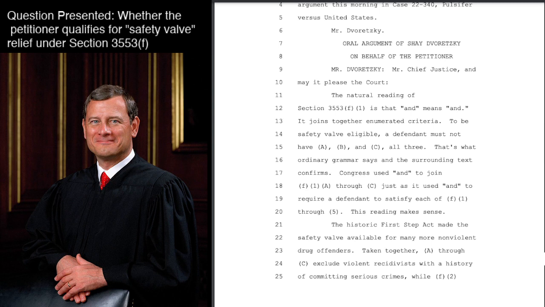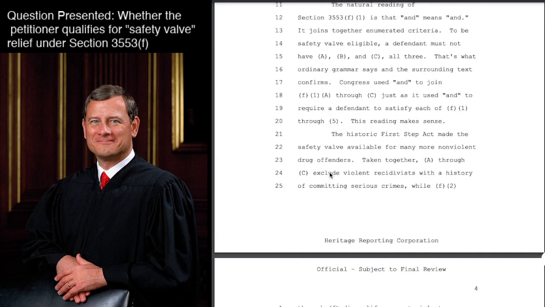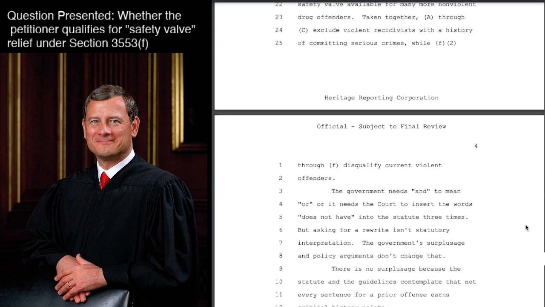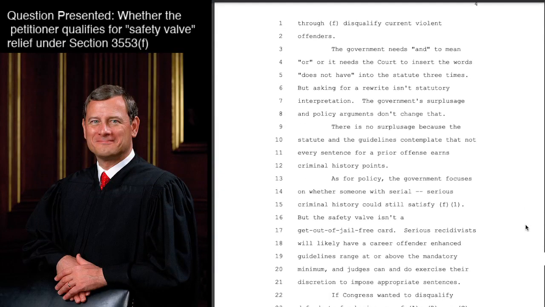The historic First Step Act made the safety valve available for many more nonviolent drug offenders. Taken together, A through C exclude violent recidivists with a history of committing serious crimes, while (f)(2) through (5) disqualify current violent offenders. The government needs "and" to mean "or," or it needs the Court to insert the words "does not have" into the statute 3 times. But asking for a rewrite isn't statutory interpretation. The government's surplusage and policy arguments don't change that.